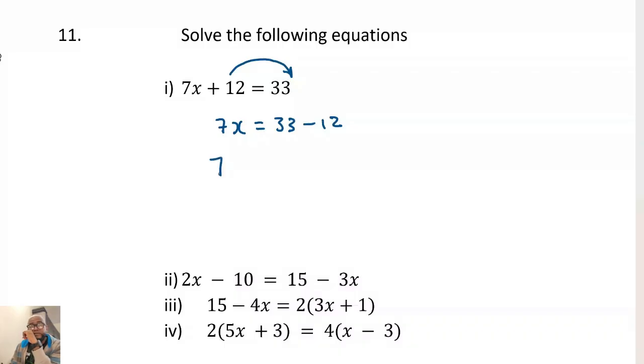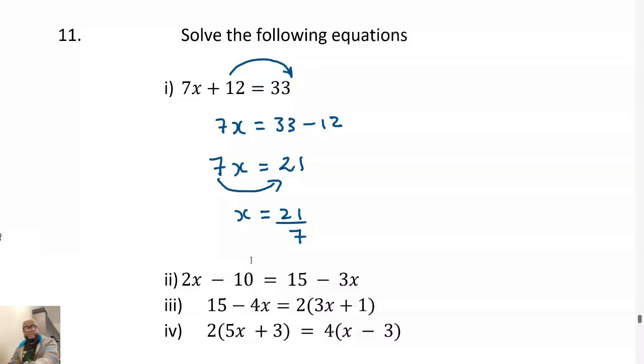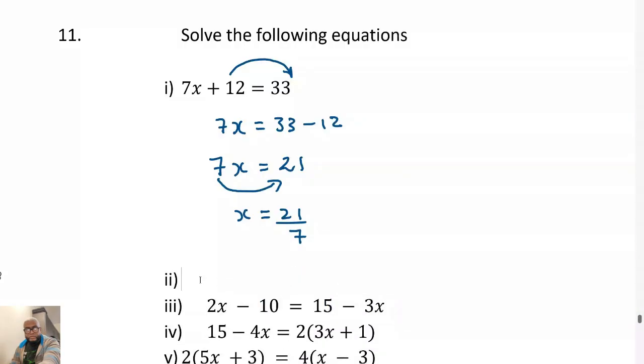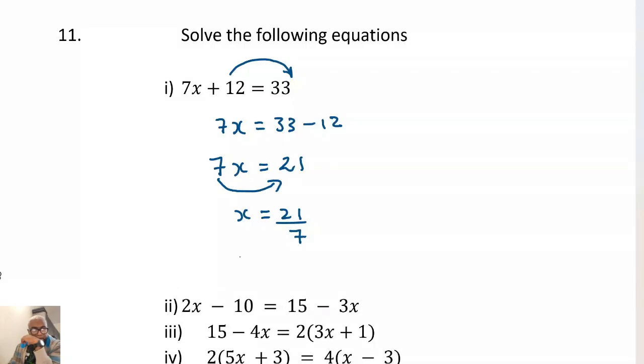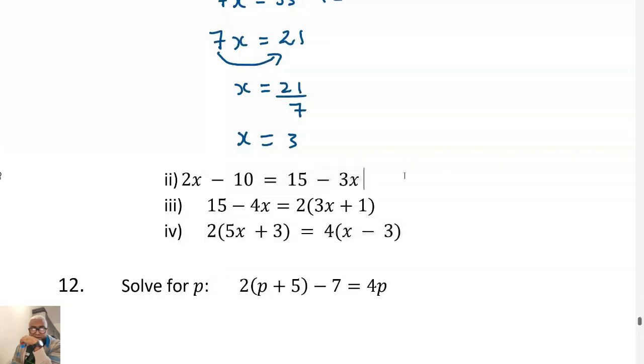You have this, Nathan? 7x is equal to what? 21. Bring the 7 here. x is equal to 21 divided by 7. x is equal to 3. Boom. Right? x is equal to 3. Next one.